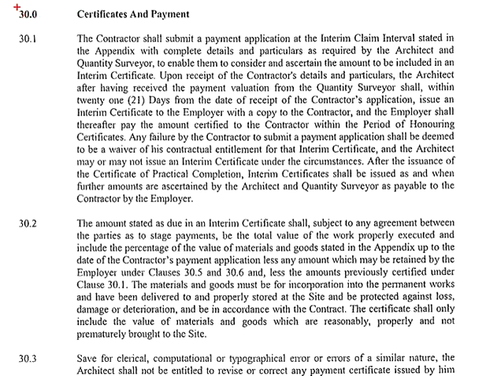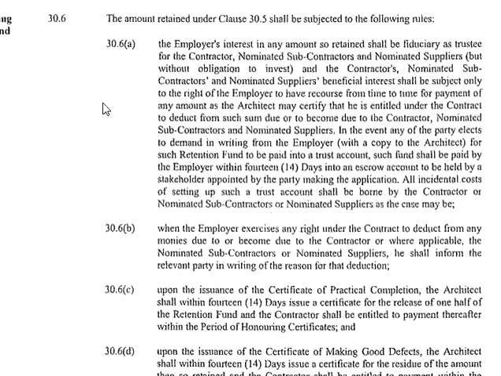Clause 30 of PAM contract is about the certificates and payment. The certificate here refers to the document issued by the architect related to the amount to be paid by the employer to the contractor. This section is all about the payment, the process, as well as the documentations related to the payment. This section is rather long.